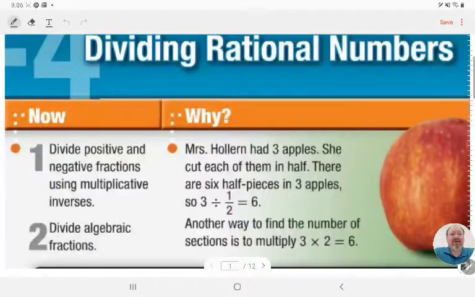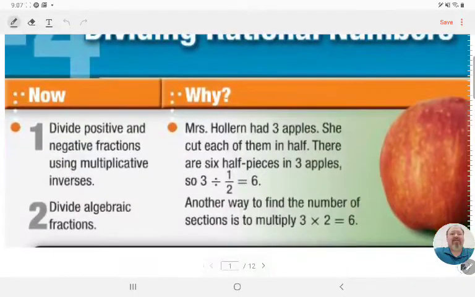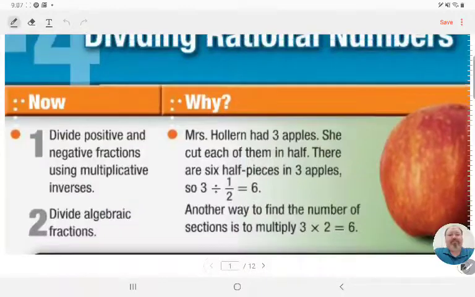So this says Ms. Holleran had 3 apples. She cut each of them in half. There are 6 half pieces in 3 apples. So 3 divided by 1/2 would equal 6. Another way to find the number of sections is to multiply 3 times 2, which would equal 6. Okay, so if you think about it, you have 3 apples, you cut them in half, each one of those apples is now 2 pieces, so you would have 6 pieces.